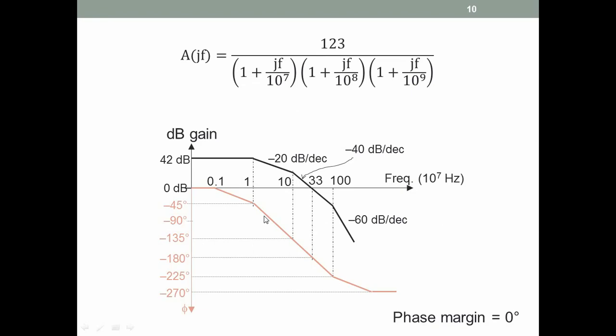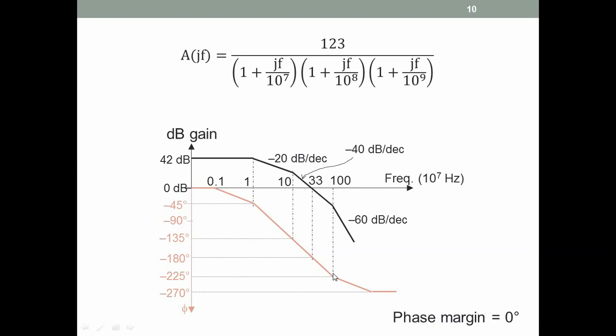So in one decade, this phase has gone by 90 degrees. In the first decade, it went by 45. In the second, by 90, because two poles are contributing to this part of the phase plot. The next data point is the next pole, 10 raised to 9, one decade further. At 10 raised to 9, this pole contributes 90 degrees, this pole contributes 90 degrees, and this pole contributes 45 degrees. So 90, 90, 180, 45, 225. All negative. So at 10 raised to 9, the total phase is minus 225 degrees.